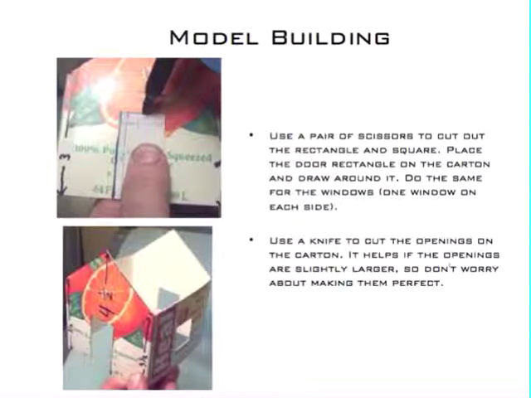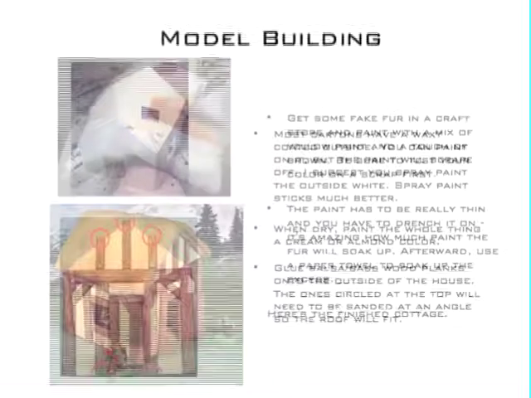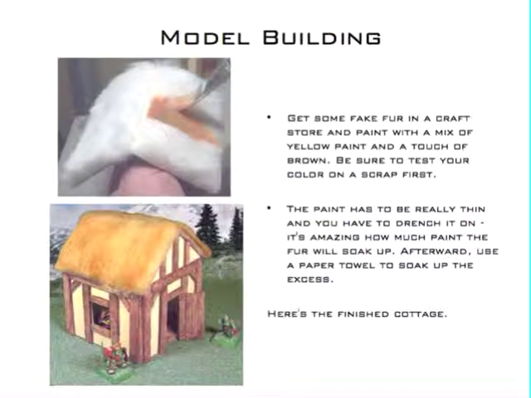Then the doors were placed on top of the shape of the house, drawn, cut out, doors and windows. Then everything was painted white. Then strips of balsa wood were added to represent the real look of the building, and they were added in excess and eventually cut off. This is much easier to do than trying to cut the exact shape and size. Then for the roof, some fake fur was bought in a craft store, then painted yellow and brown, and then attached to the cottage. And this is the finished cottage.